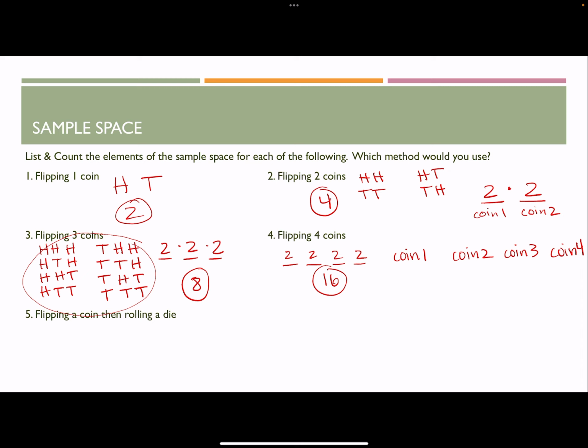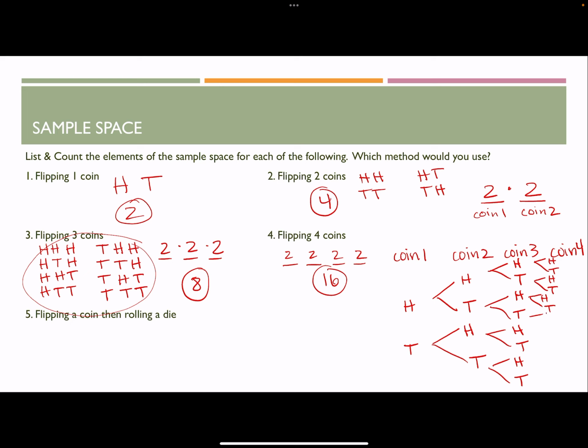But on coin 1, I could either get a heads or a tails. Now, if I get a heads on coin 1, on coin 2, I could either get a heads or a tail. And if I get a tail on coin 1, I could get a heads or a tail on coin 2, right? Let's talk about coin 3. From here, I could get a heads or a tail. From here, I could get a heads or a tail. From here, I could get a heads or a tail. And from here, I could get a heads or a tail, and this is going to be kind of small. But now coin 4, from each of these, again, I could get a heads or a tail.